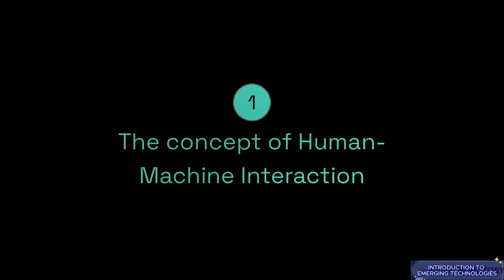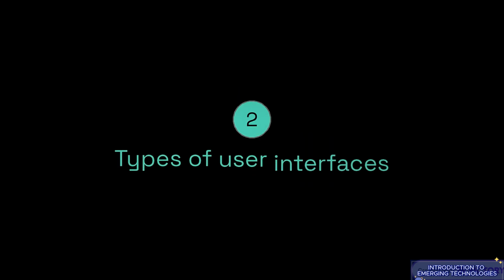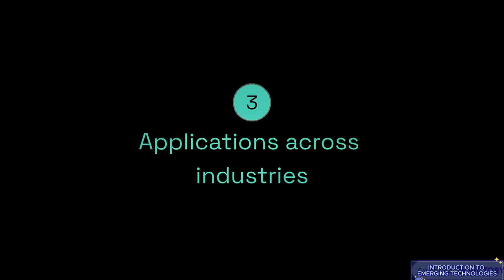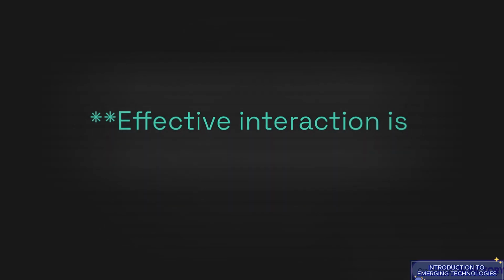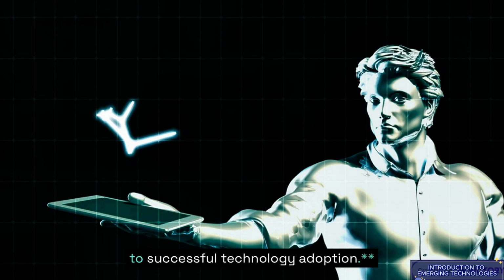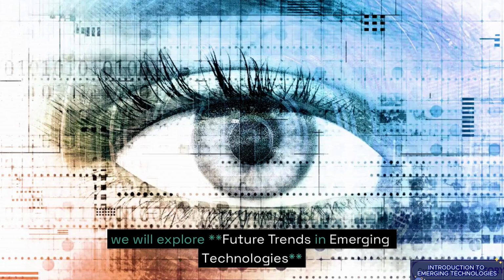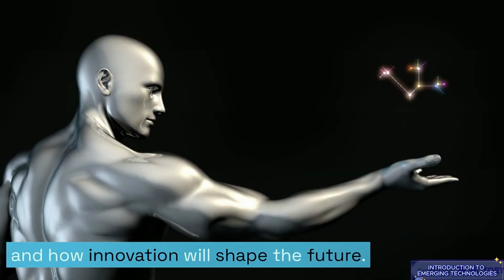Conclusion: In this lecture, we have learned the concept of human-machine interaction, types of user interfaces, applications across industries, and the importance of user-centered design. Effective interaction is key to successful technology adoption. In the next episode, we will explore future trends in emerging technologies and how innovation will shape the future.